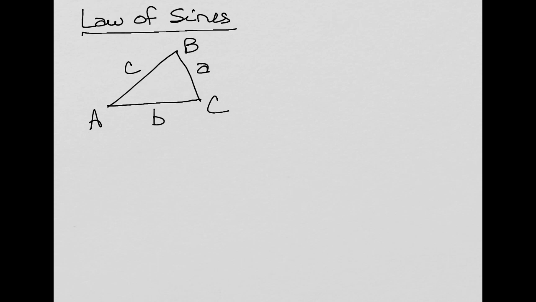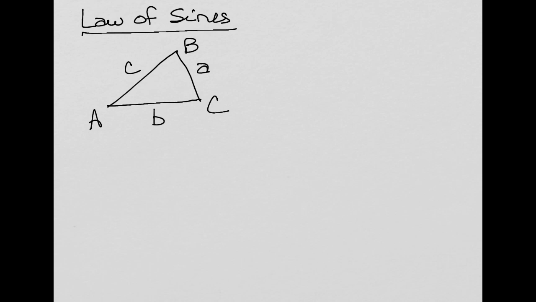The idea of the law of sines is I want to have a means of solving non-right triangles. We know lots of things about right triangles: trig functions, Pythagorean theorem, all that stuff. But if we have an oblique triangle, one that doesn't have a right angle, what do we do with those? So here I have an oblique triangle.